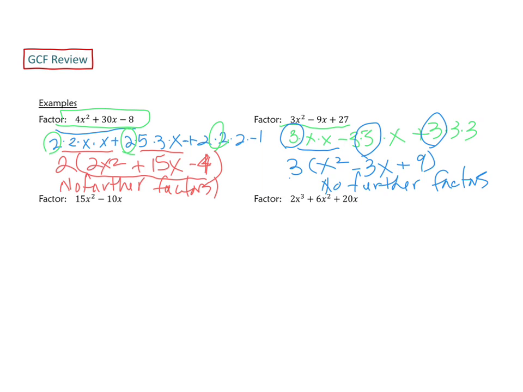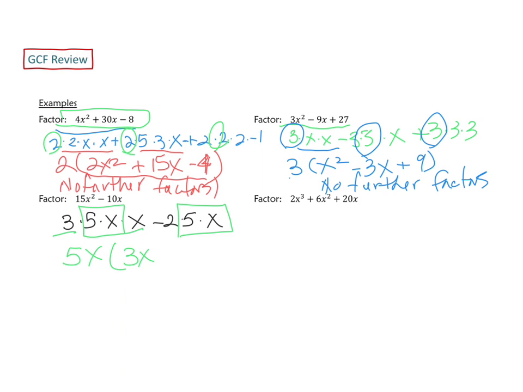All right, how about 15x squared minus 10x? Well, 15 is 3 times 5. X squared is x times x. Negative 2 times 5 is negative 10 times x. If I look closely at this, I have a 5x here, I have a 5x here. So I can pull out 5x. What do I have left? 3 times x, or 3x, minus 2. So my final factor for 15x squared minus 10x is 5x times the parenthetical expression of 3x minus 2.